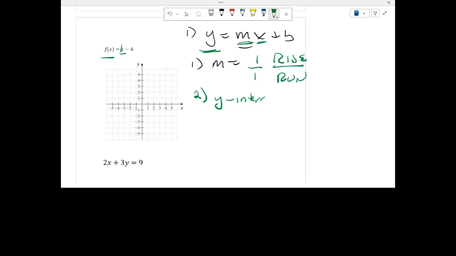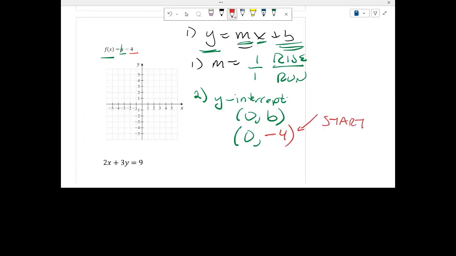Step number 2, the y-intercept. Always the point 0 and b. Remember, y'all, b is the number at the end. Well, the number at the end here, my friends, is a -4. This right here, y'all, is where we start. 0 and -4. Boom, right there.